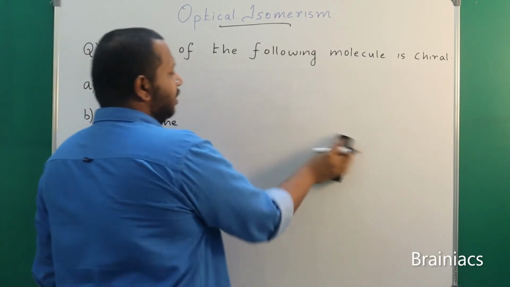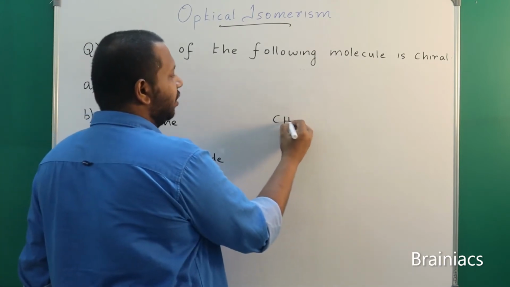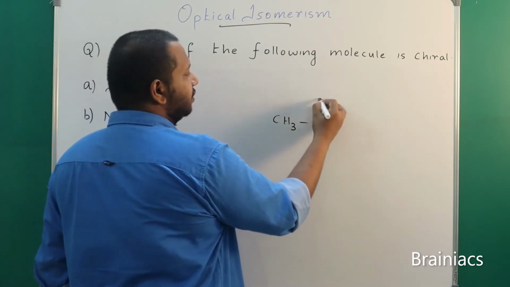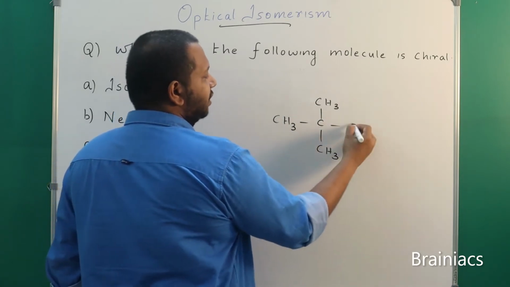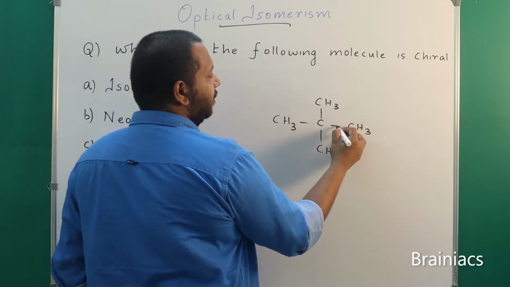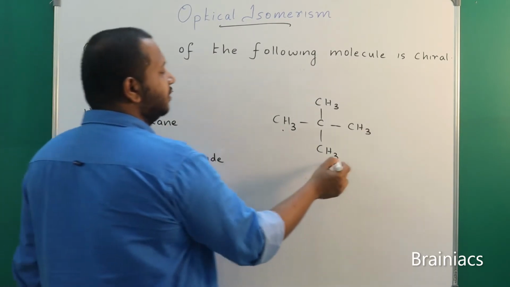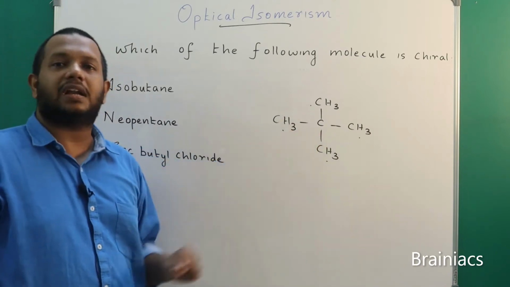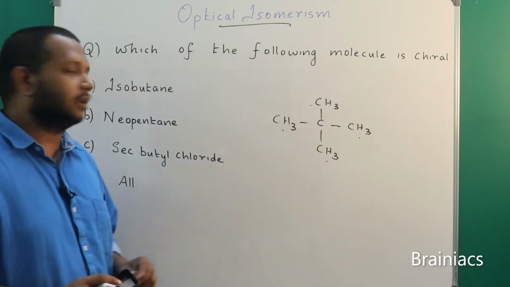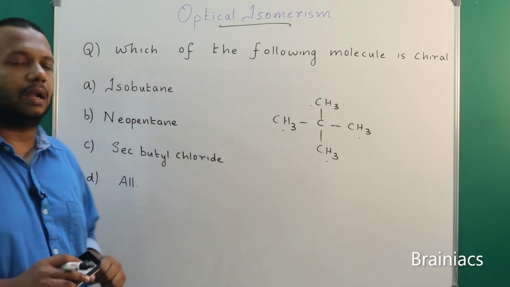Next we will check neopentane. So how will you write neopentane? Neopentane means you have CH3, then CH3, CH3 and CH3. This is called neopentane. Now if you look at neopentane, all the 4 valencies are the same. But for a carbon to be chiral, its 4 valencies should be different. So I am sure this neopentane is also not chiral.